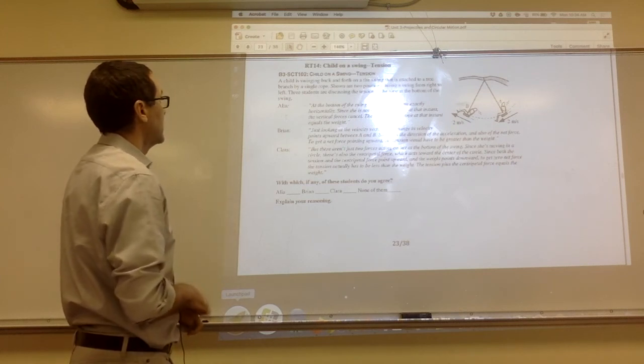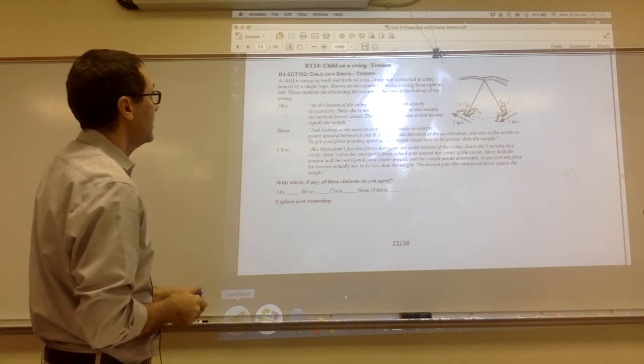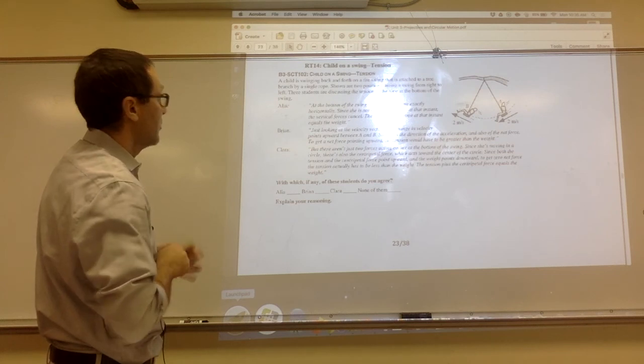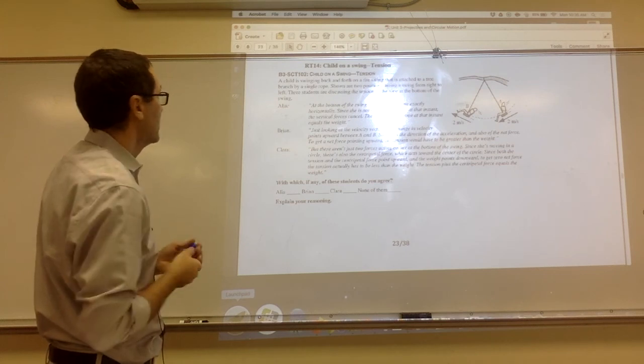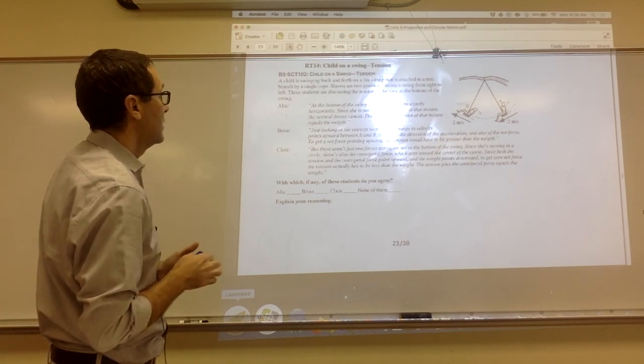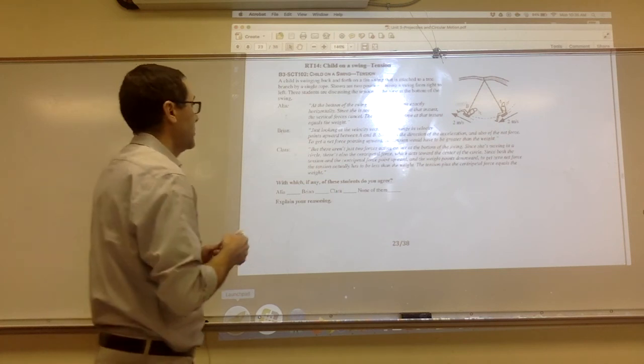Brian: just look at the velocity vectors. The change in velocity points upward between A and B. So that is the direction of the acceleration and also the net force. To get a net force pointing upward, the tension would have to be greater than the weight. That's true. Okay? And here is why.